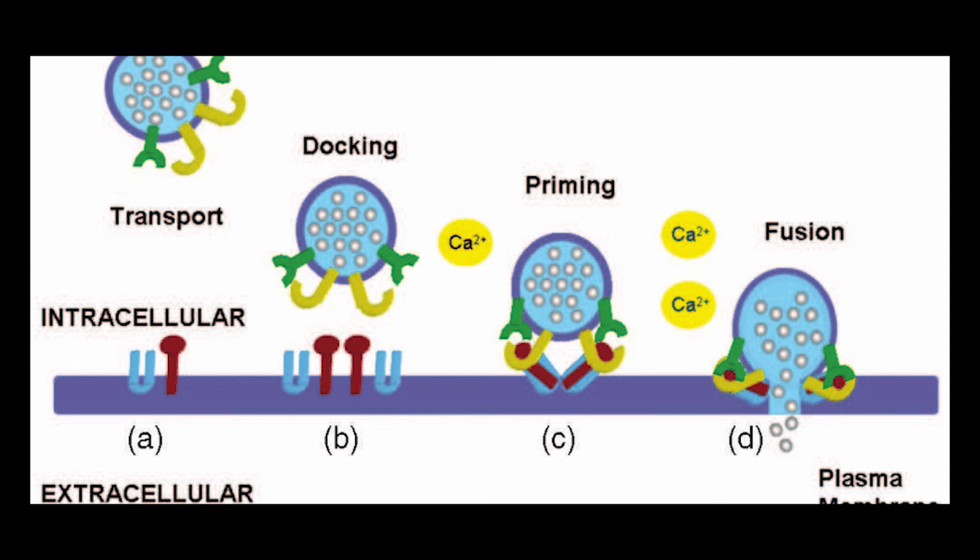Kumbaga sa fusion, dito na nangyayari yung nagsasama na yung vesicle pati yung cell membrane para makabuo sila ng pore, para mailabas nila yung waste material palabas ng cell. So, yun lang yung buong exocytosis.